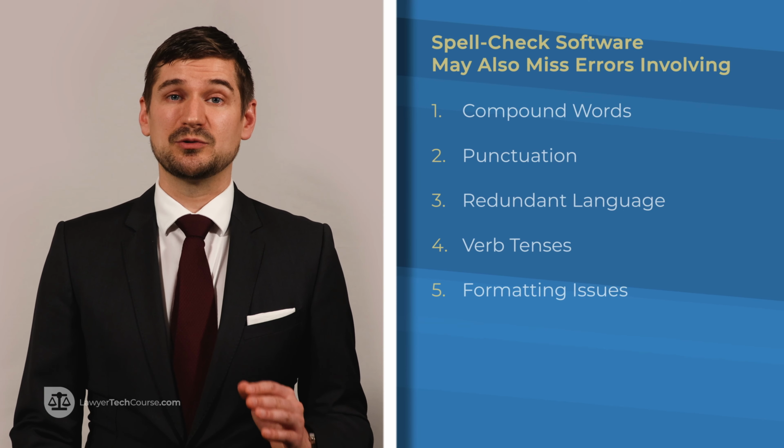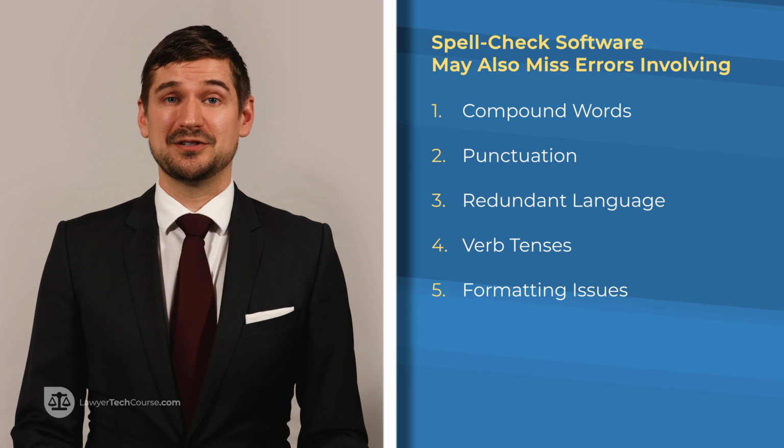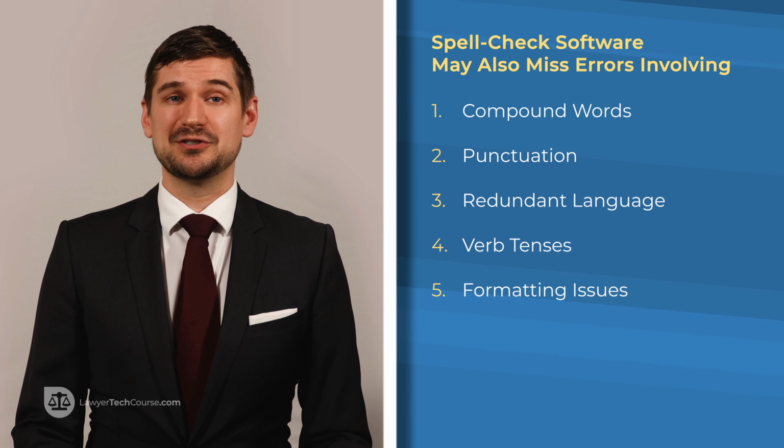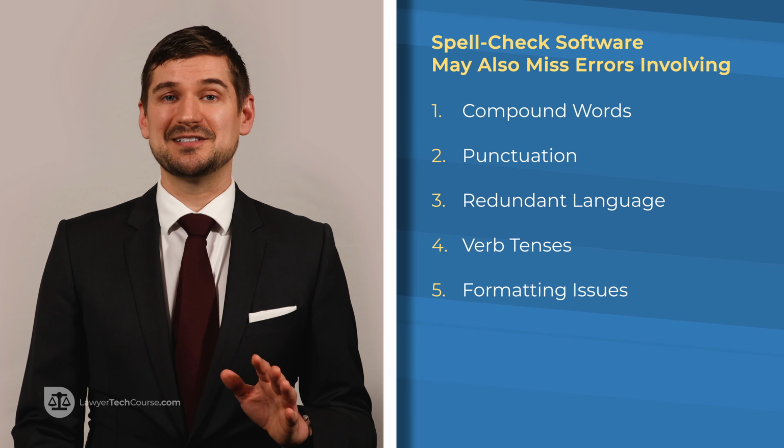Spell check software may also ignore errors involving compound words, punctuation, redundant language, verb tenses, and formatting issues. Fortunately, many of these errors can be caught using text-to-speech software. When checking for typos in this way, your ears will catch many common errors. For me, when I use text-to-speech software, the typos simply jump out and I can detect and correct them the instant I hear them. Before I send out any final work, be it a letter, email, or other document, I check it with text-to-speech software to ensure that it's perfect.